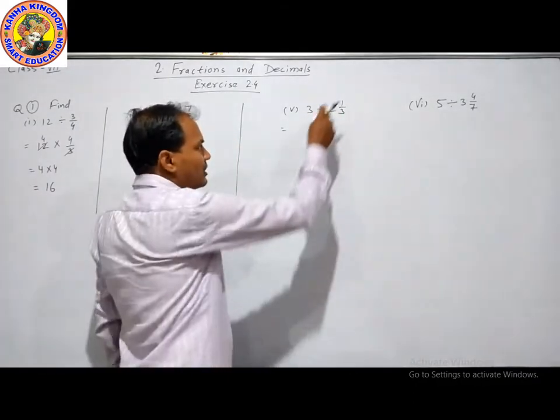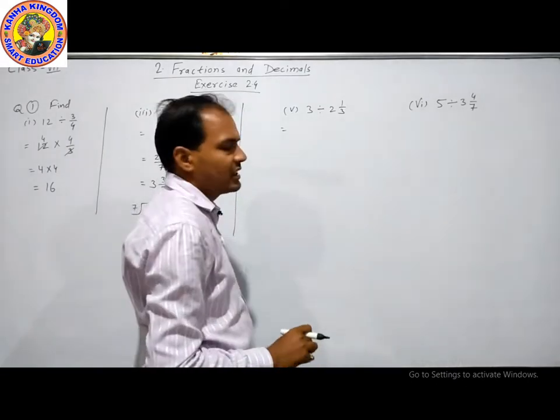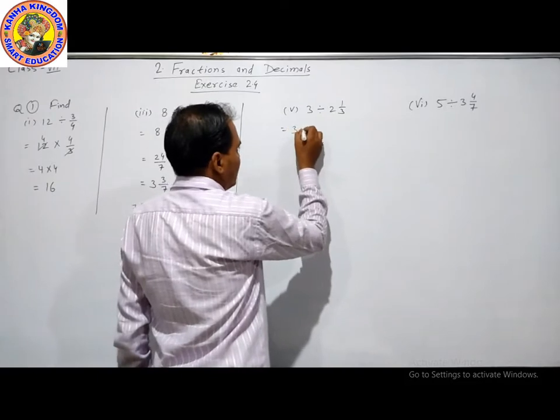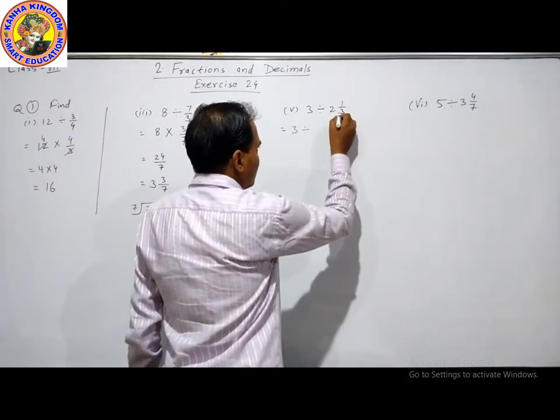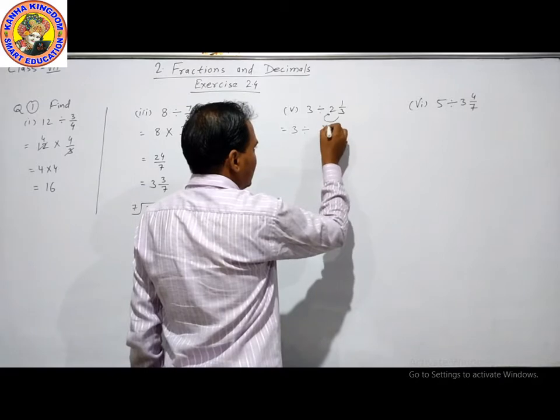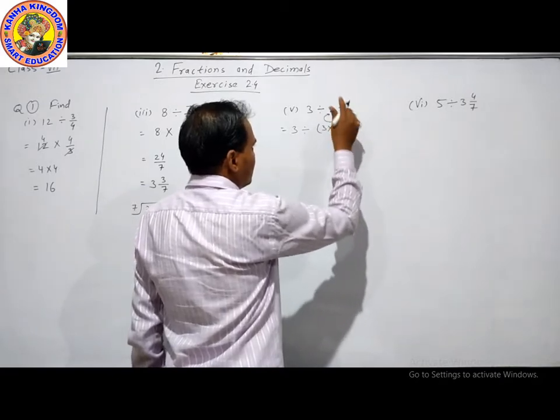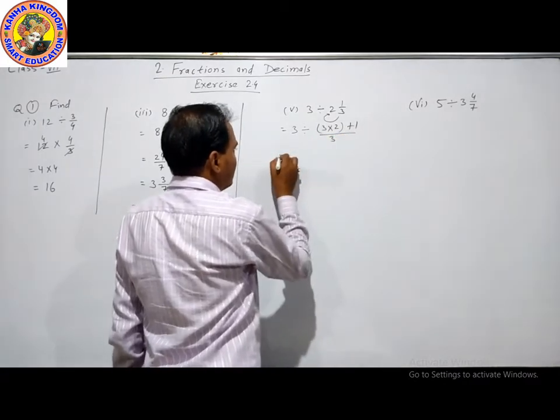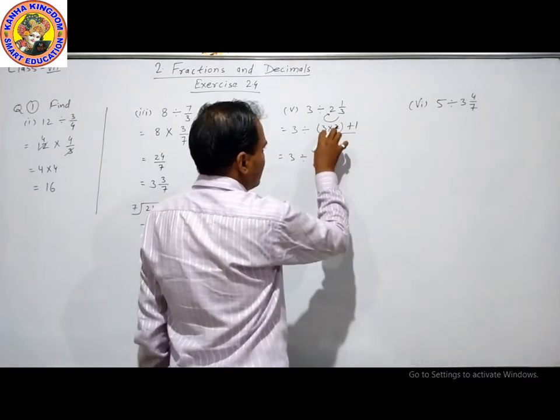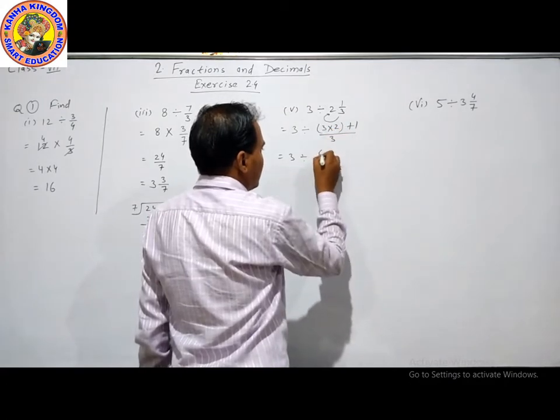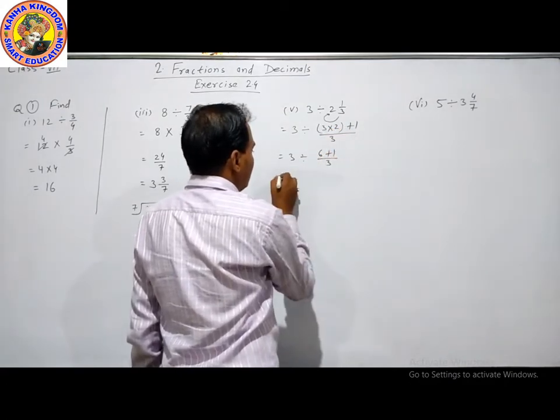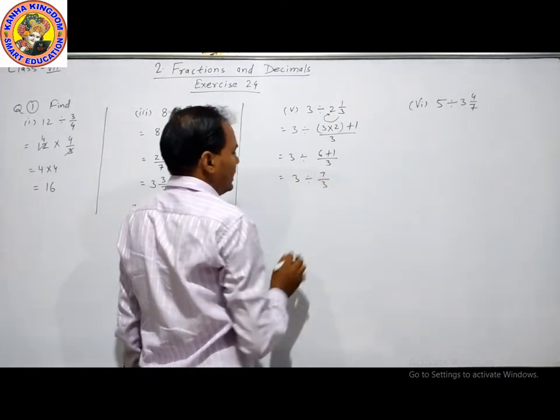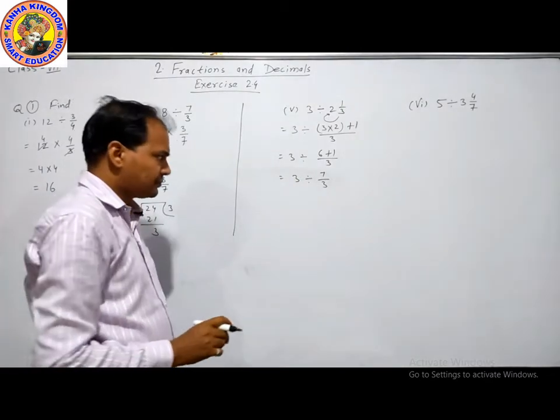Now in this question there is a mixed fraction. First of all we change it into a fraction. 3 divided by, first of all 3 into 2, 6, plus 1, upon 3. So 3 divided by 7 upon 3. Now this is our question.